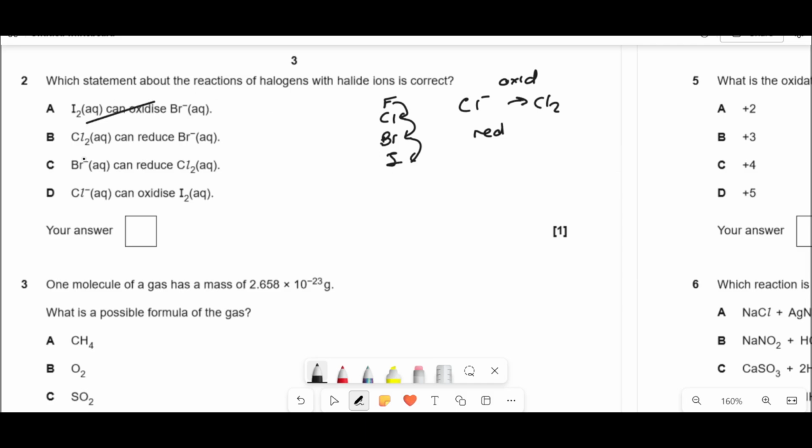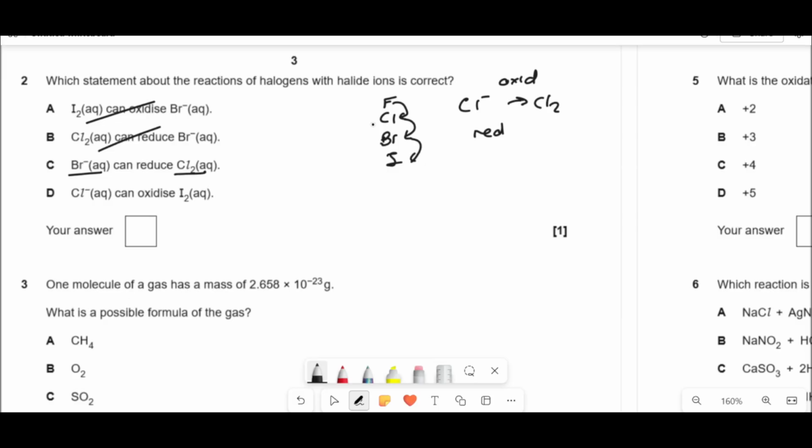Now if we look at B, Cl2 aqueous can reduce Br. It's not that, because if Cl2 were to reduce Br, then you would get something like Br2 minus. Remember that the Br is getting swapped because it's becoming oxidized, and the Cl is getting reduced, so that one's out. Then it says Br minus can reduce Cl2. Now this is the reverse in itself. It's tricking you here. This is very cheeky.